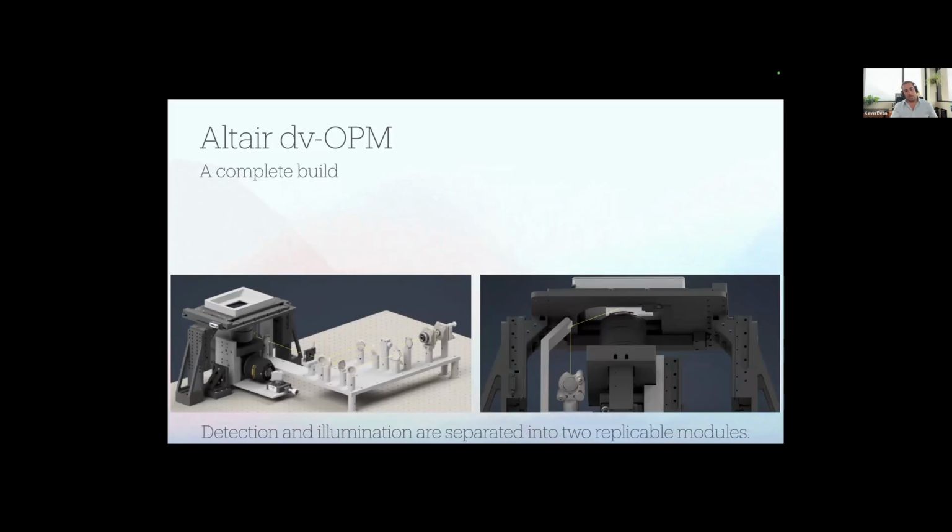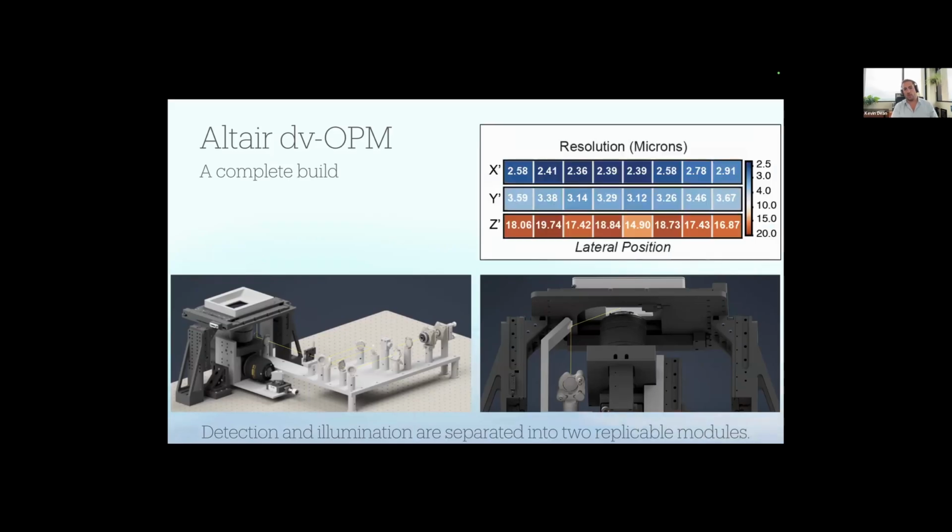So we put the specimen on top of a flat top stage. The entire detection system can go up and down and focus. We can scan in X and Y for large distances. And we can now achieve resolutions on the order of about 2.4 by 3.3 by 18 microns. And that's all done by projecting that image directly onto that camera.